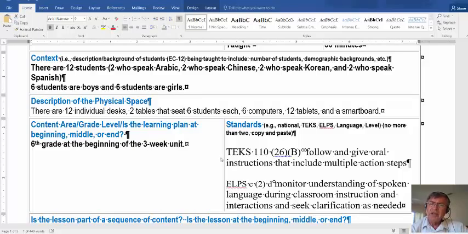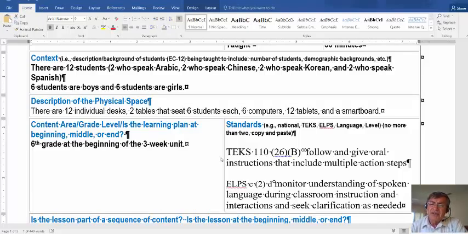This is 6th grade. Now for the standards, these are the TEKS and the ELPS. The TEKS is chapter 110.26b for the 6th grade. Follow and give oral instructions that include multiple action steps. Who's giving and following directions? That would be the student, because the TEKS always begin with the student is expected to. Now you can read about that a little more fully, but I'm expecting students to be working on their listening skills. They can do some speaking as well, but the emphasis is going to be on their listening.